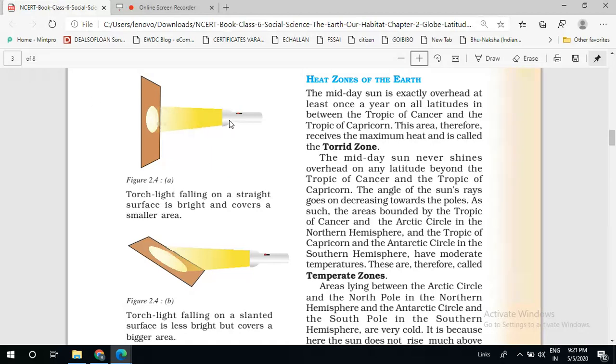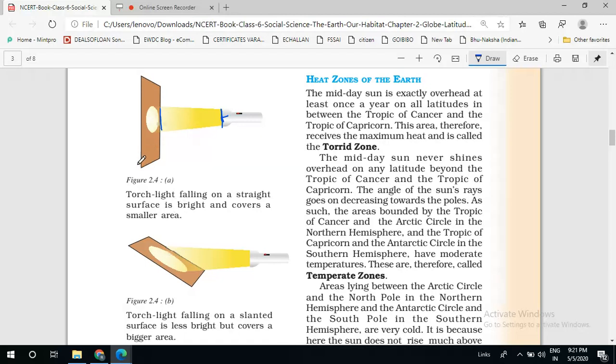We can see that the surface is straight. This is the straight surface, and this is the light of the torch. When the surface is straight, this is the amount of the light which covers this much area. The light is falling straight, so it is covering less area if we compare it to this situation.